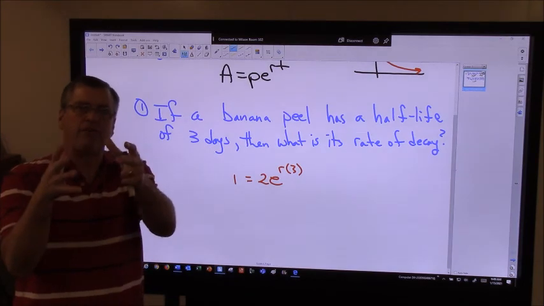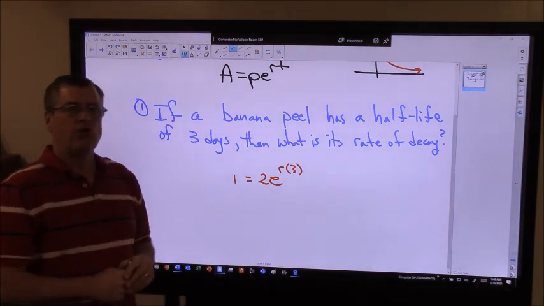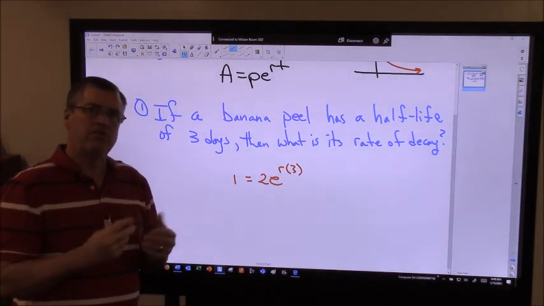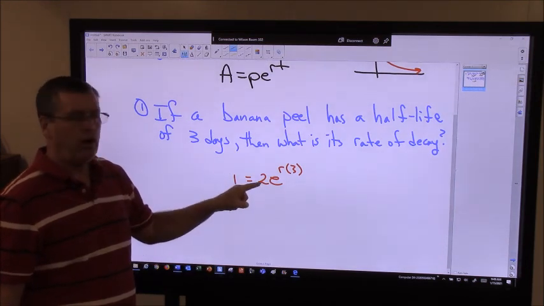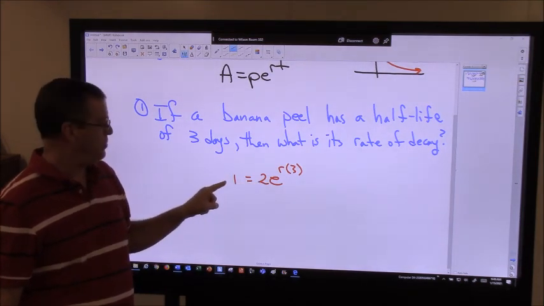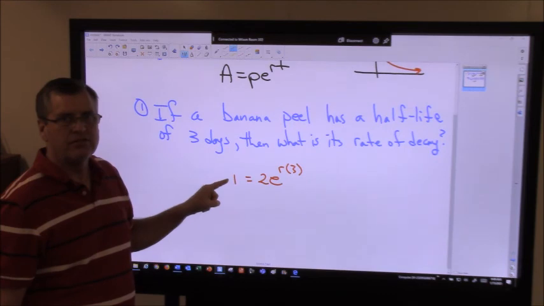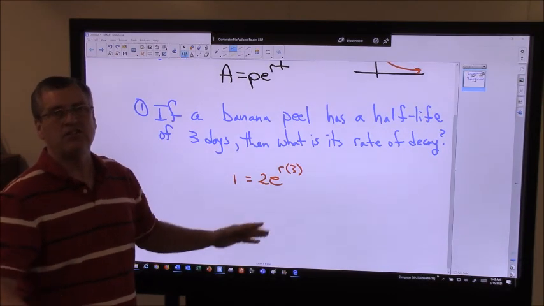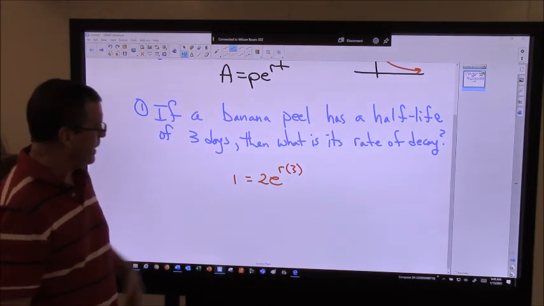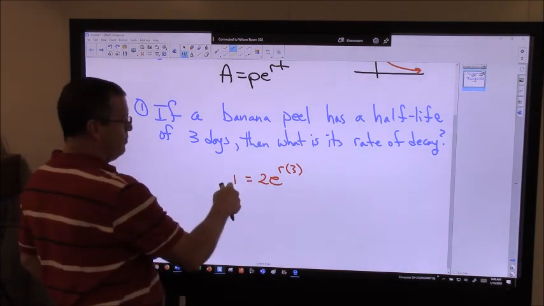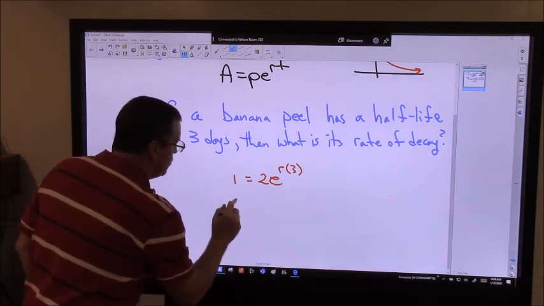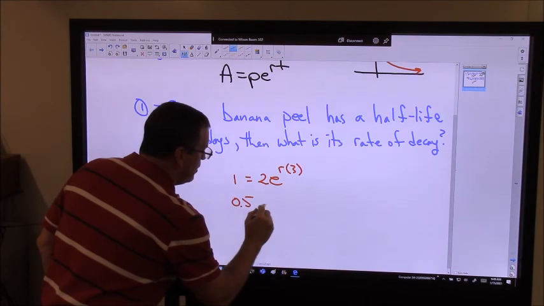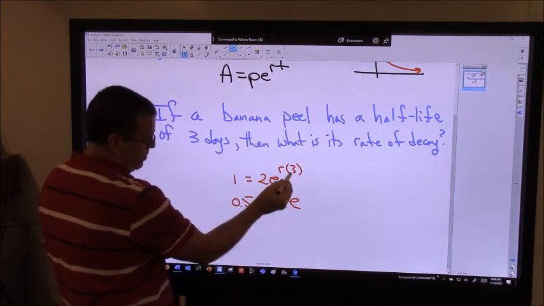There's the half-life. So if you really wanted to pick the best number to start with, 1, and half of that is 0.5. Right? Because then you don't have to do anything. You're just ready to go. All right, since I started with 2, I need to move that over and divide. And so I've got 0.5 equals e raised to the, we'll call that 3r.